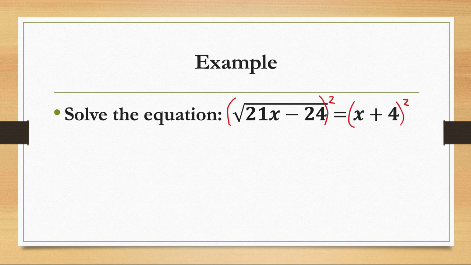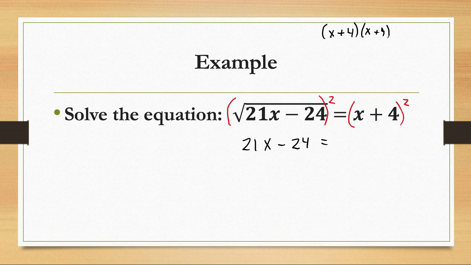When you square the square root on the left, remember that it cancels out. So you're left with 21x minus 24. Now, when you square the x plus 4 on the right-hand side, you need to use your FOIL method. So this is a common place where students make mistakes. You want to remember that x plus 4 squared is x plus 4 times x plus 4.